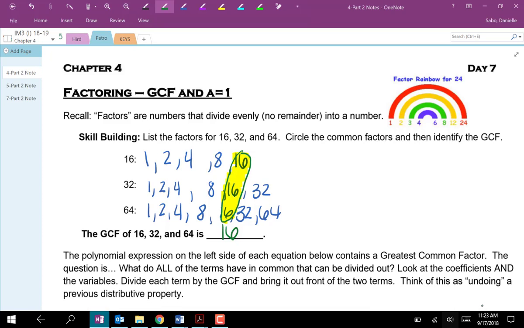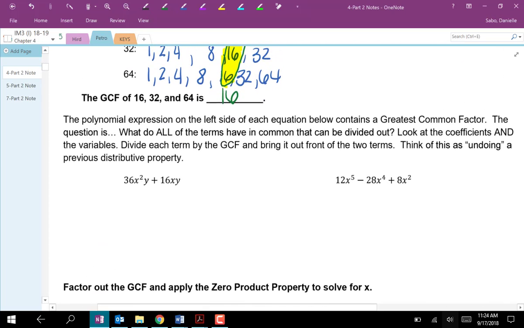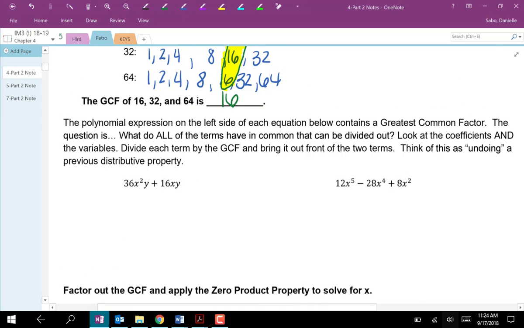That has no remainder, divides them evenly. Okay, so that's kind of prep work for this factoring thing. So now let's read about what's coming up. The polynomial expression on the left side of the equation below contains a GCF. That's what a greatest common factor is. The question is, what do all the terms have in common that can be divided out?